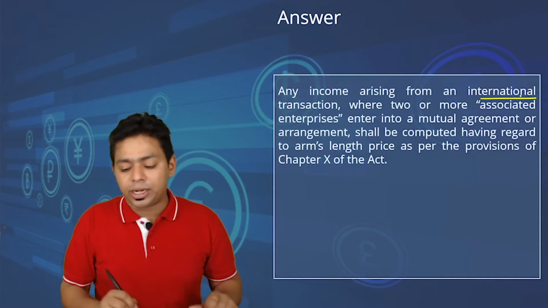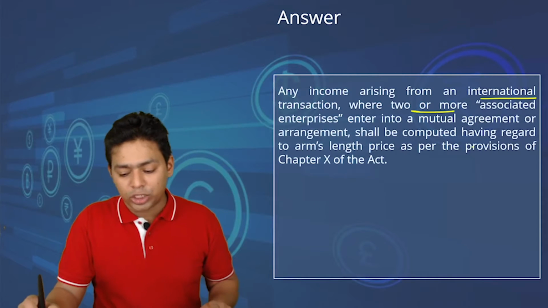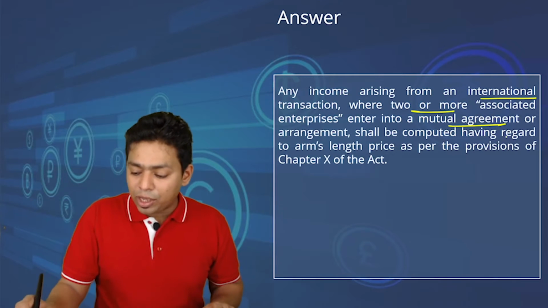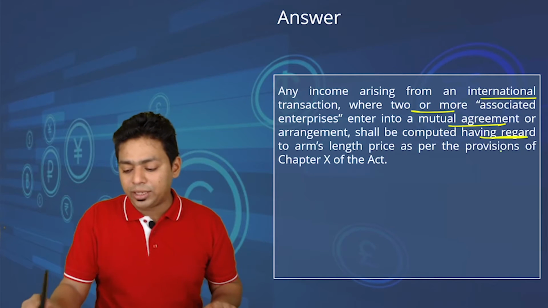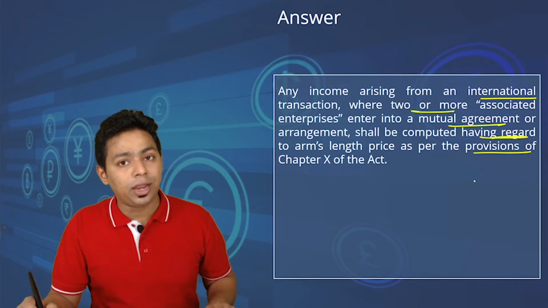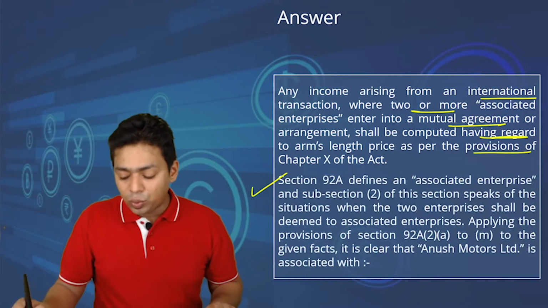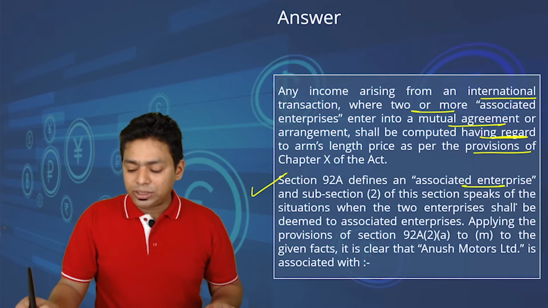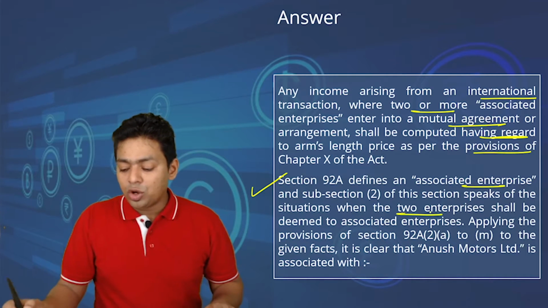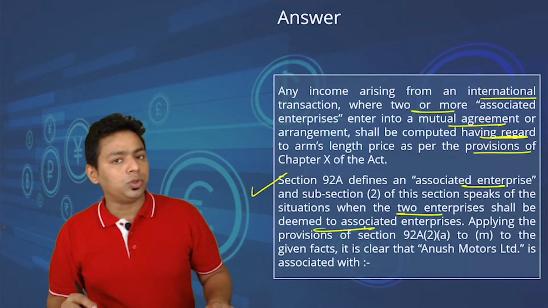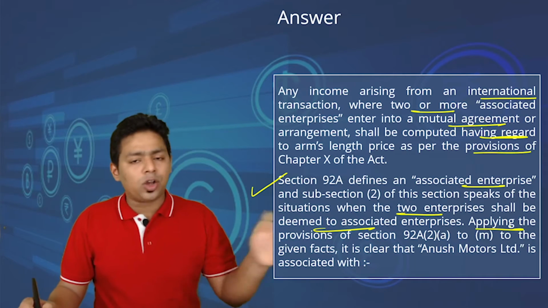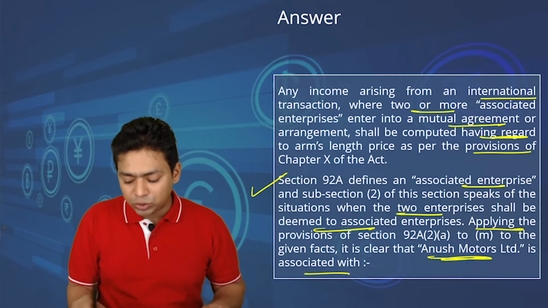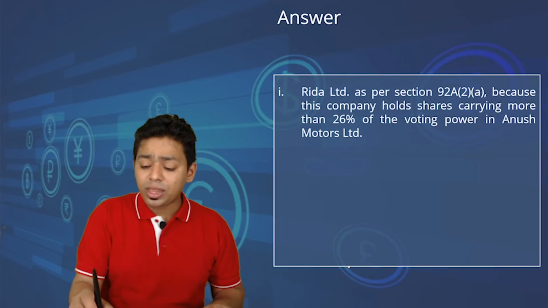Any income arising from an international transaction where two or more associate enterprises enter into a mutual agreement or arrangement shall be computed having regard to the arm's length price as per the provisions of Chapter 10 of the Act. Section 92A defines associate enterprises, and subsection 2 speaks of situations where two enterprises shall be deemed to be associate enterprises. By applying the clauses, you don't have to remember the clauses. It is clear that Anush Limited is an associate enterprise with Rida Limited.